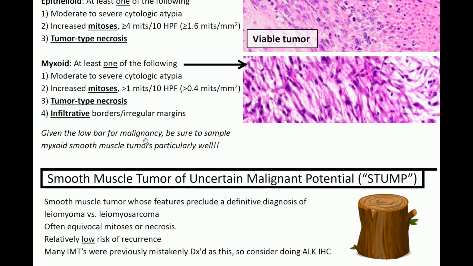And another kind of cool category is a smooth muscle tumor of uncertain malignant potential, or a STUMP. So this is a smooth muscle tumor whose features preclude a definitive diagnosis of a leiomyoma or a leiomyosarcoma. There are often equivocal mitoses or necrosis with a relatively low risk of recurrence. And many IMTs were previously mistakenly diagnosed as this, so consider doing an ALK IHC. And we'll get to what the IMT is shortly.